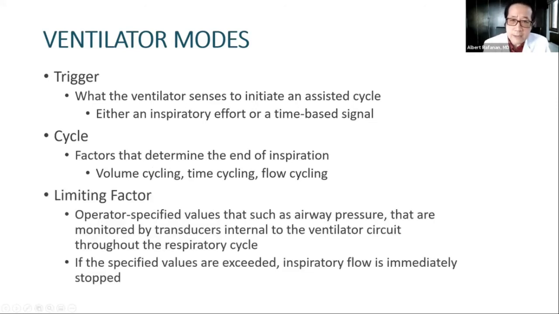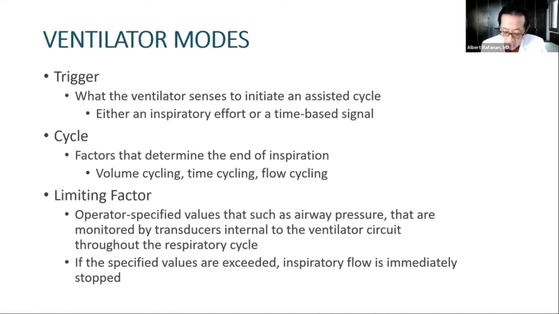Then we also put limiting factors. What do we mean by limiting factors? These are operator-specific values, such as airway pressures and alarm limits, that are monitored by transducers internal to the ventilator circuit throughout the respiratory cycle. If the specified values are exceeded, the inspiratory flow is immediately stopped. So these are the limits we set so you don't have barotrauma or any problems with the ventilator, because the machine does not think. It only runs as well as the operator.